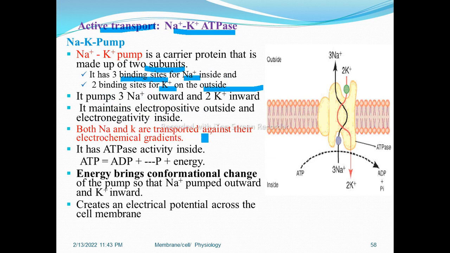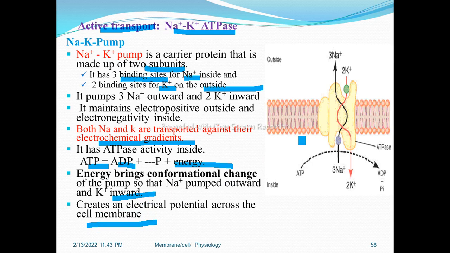Both sodium and potassium are transported against their electrochemical gradients. It has ATPase activity inside the cell, so ATP is split into ADP plus phosphate, which releases energy. This energy brings about a conformational change of the pump, so that sodium is pumped outward and potassium inward. So it creates an electrical potential across the cell membrane.